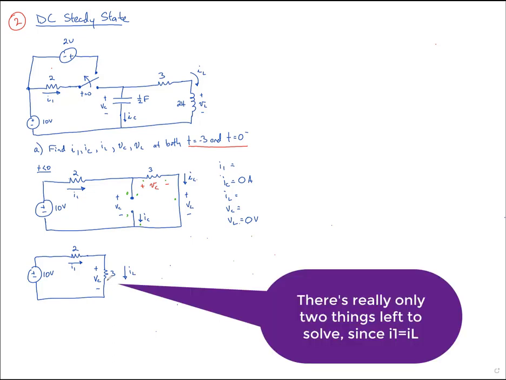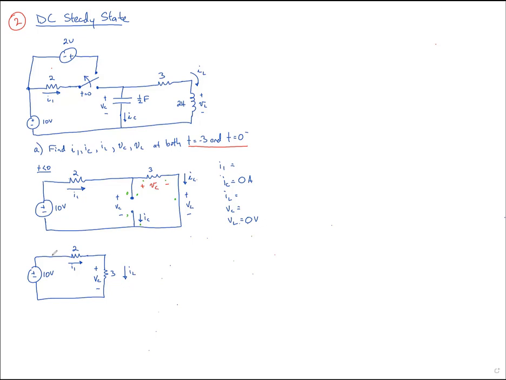So let's analyze it. This 10-volt source sees a total of 5 ohms. So you might say, how did we do that? We said these 2 resistors are in series.